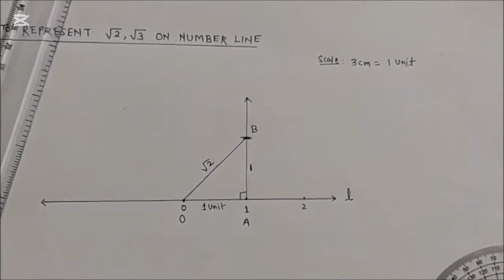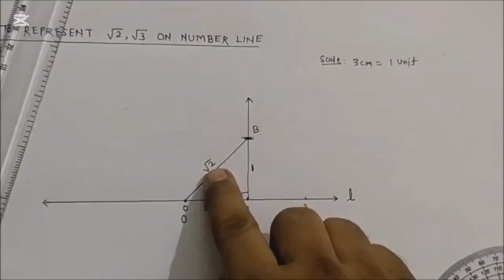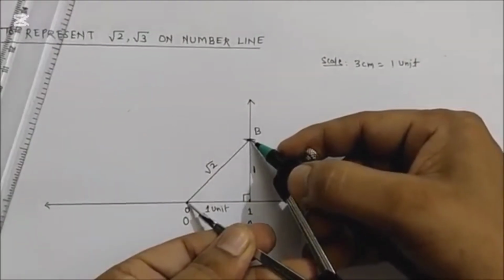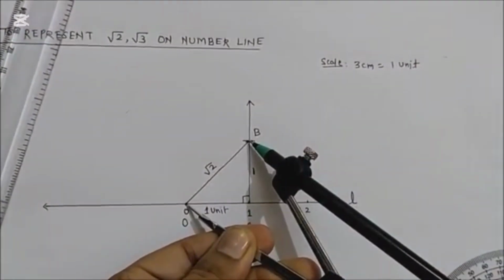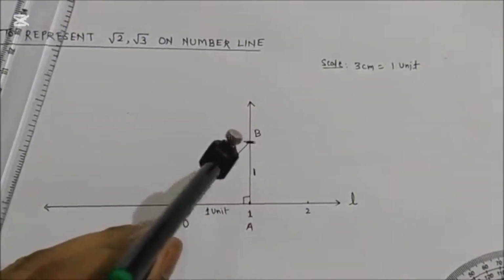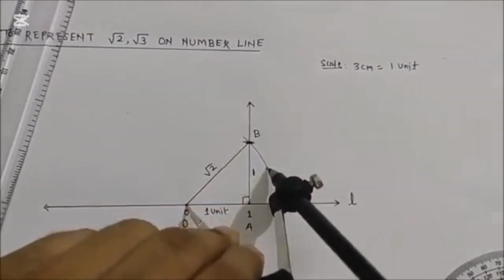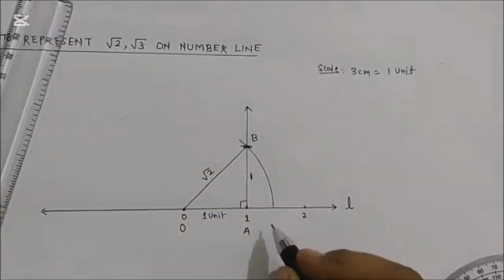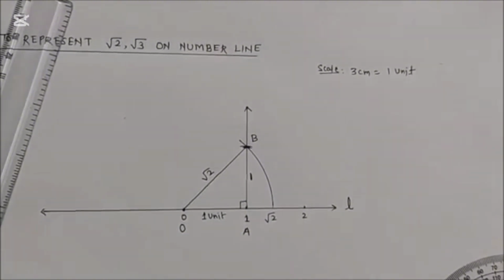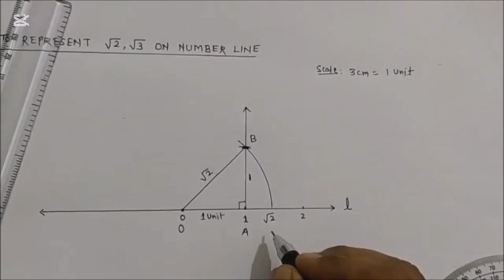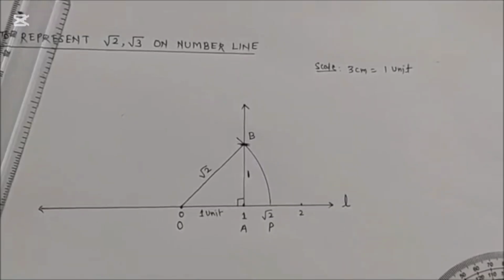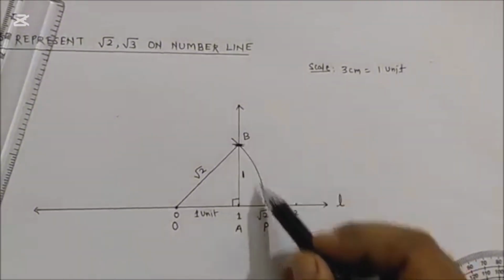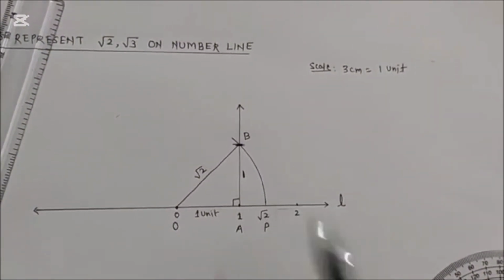Now to represent this root 2 on this line, keep the compass on point O and take the distance O to B. From this point O, draw an arc on the line. So this you get as root 2. Name it point P. So this is how we got root 2, an irrational number, on the number line.